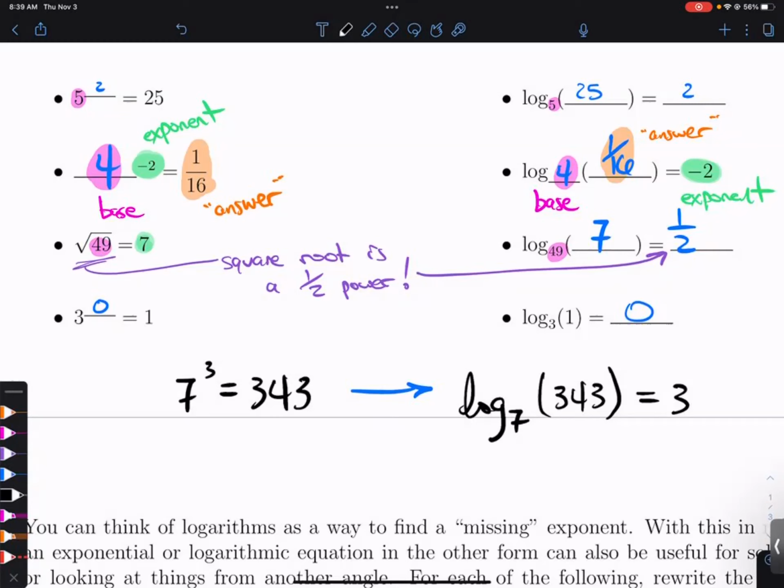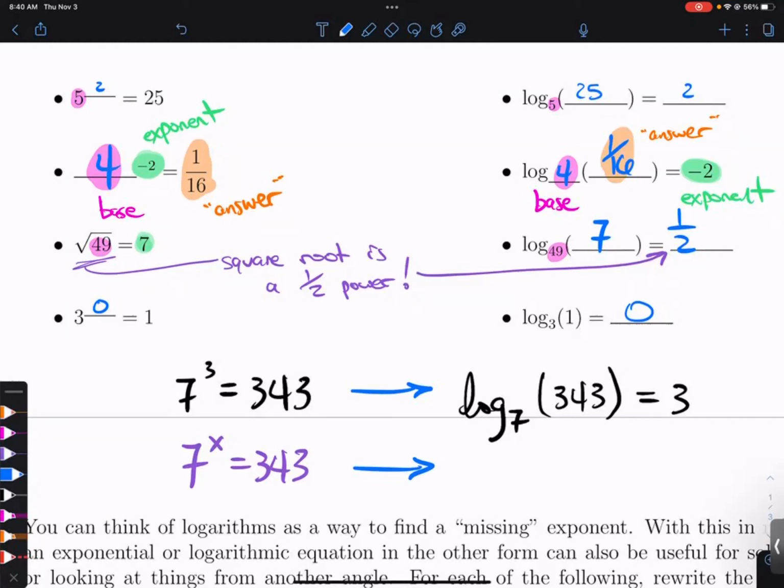Like here, say this had been 7 to the x equals 343. Well, I don't know off the top of my head, or just by looking at it, that 343 is 7 cubed. If you do, that's awesome. But at some point you just don't know all of the things. I could find it by guessing and hoping it works out, like 7 times 7 times 7 again. Okay, maybe that works.